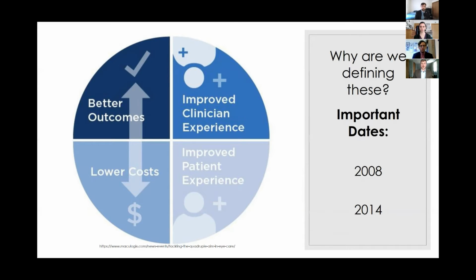So why are we defining these? There is an expansion on interprofessional practice over the last 20 years since the Institute of Medicine's Quality Chasm paper. And so some important dates to remember is 2008, there is something called the triple aim, which we're going to watch a video of later. And then in 2014, that's expanded on.